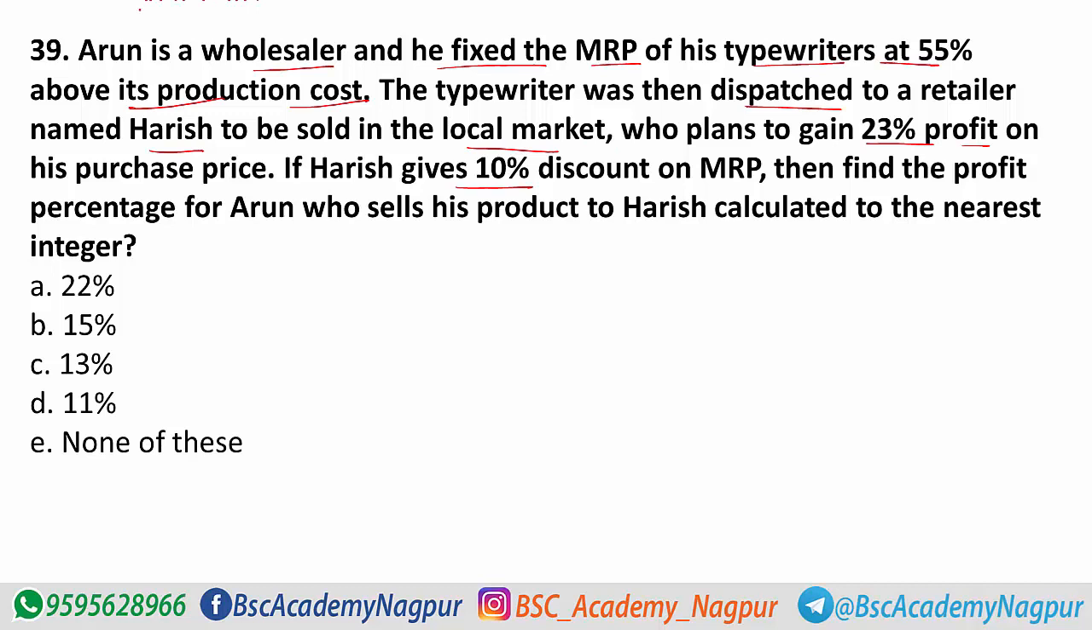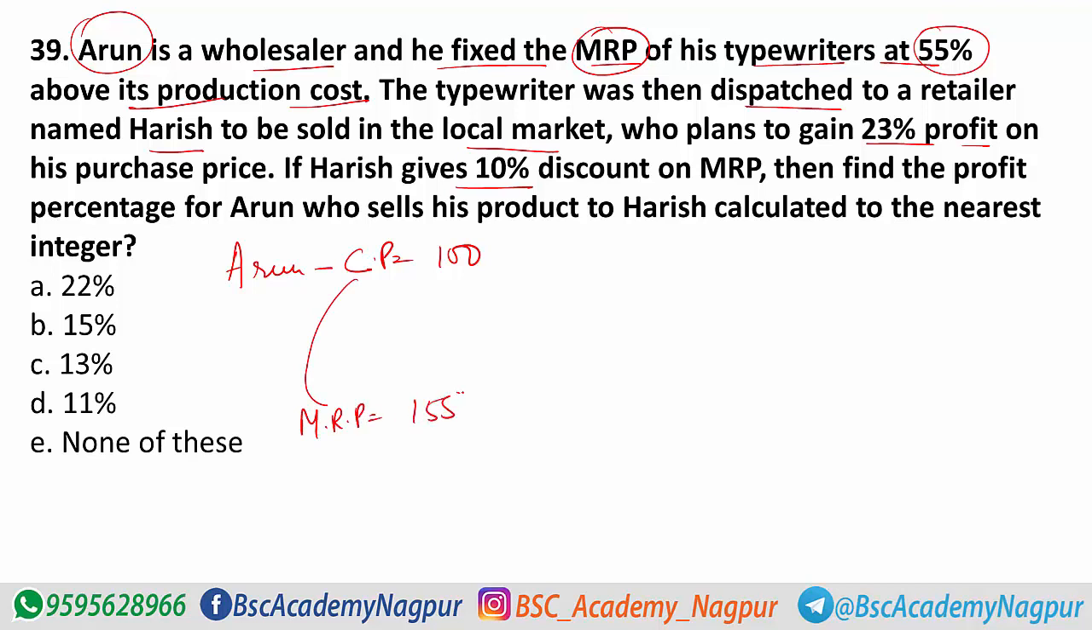Okay, Arun is a wholesaler, right? Arun is a wholesaler and let's say his cost price is 100. He marks up the price 55% above, at 155. Then what happened? The typewriter was dispatched to Haris. This typewriter is dispatched to Haris.